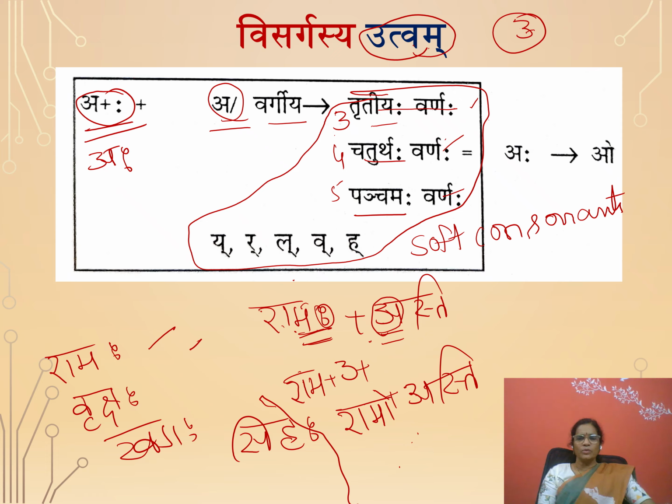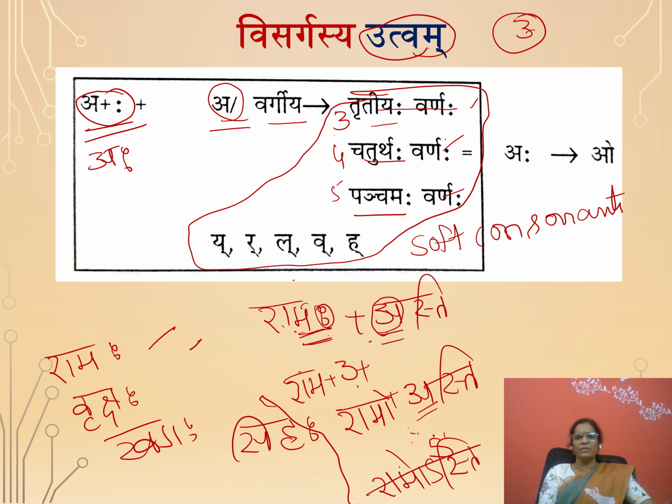Before the word, O is there. If the word ends with A or O, and the second word starts with A, then what will come? Purva Rupa. The S symbol will come in the asti. Now here, what is the final formation? Ramosti. Understood? Here in the place of Visarga we got O.